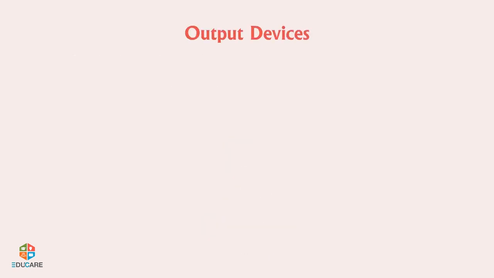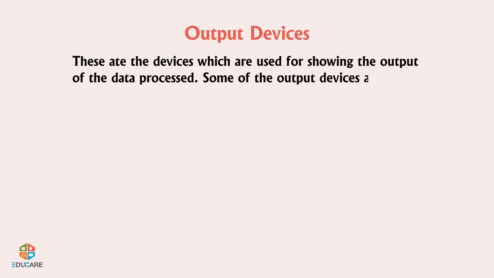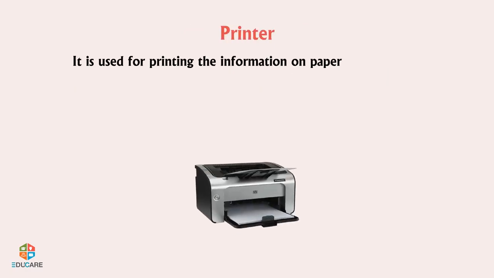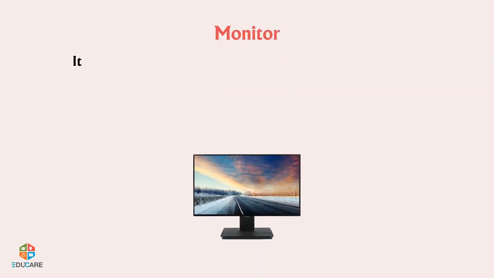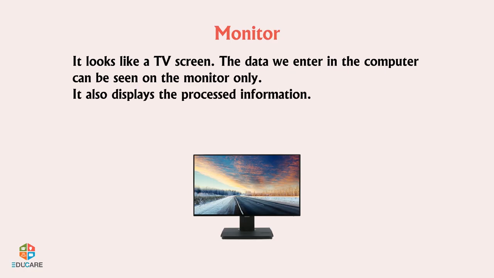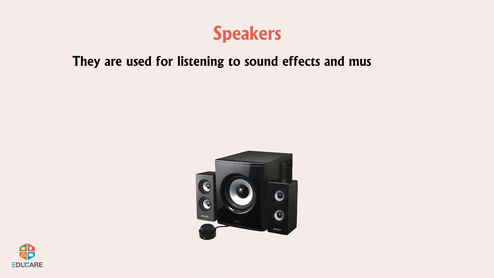Output devices: these are the devices which are used for showing the output of the data processed. Some of the output devices are printer. It is used for printing the information on paper from the computer screen. Monitor: it looks like a TV screen. The data we enter in the computer can be seen on the monitor only. It also displays the processed information. Speakers: they are used for listening to sound effects and music which is stored in the computer.